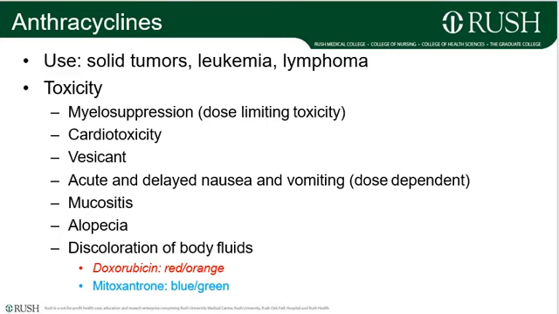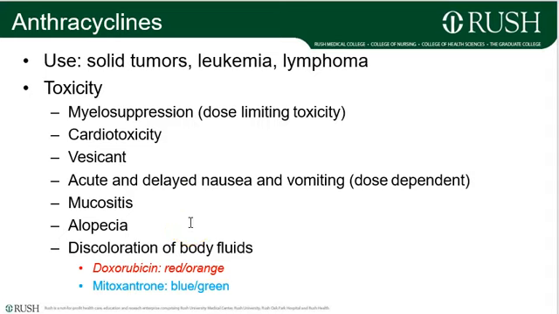We use anthracyclines such as doxorubicin in a variety of tumors, both solid and hematologic in origin. In terms of the toxicity, we'll see myelosuppression, which is usually dose limiting. We also associate these drugs with very potent cardiotoxicity. They are vesicants, so you have to be careful about where you inject or administer them. They can't be put in every compartment. You can see both acute and delayed nausea and vomiting, which is often dose dependent.